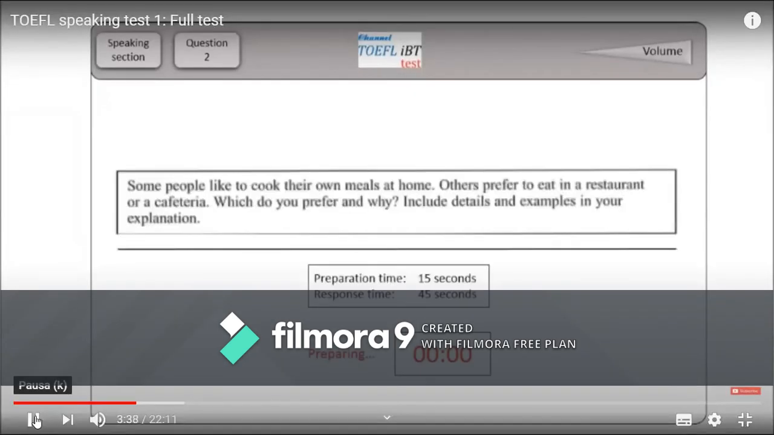Now, some people like to cook their own meals at home. Others prefer to eat in a restaurant or a cafeteria. Which do you prefer and why? Include details and examples in your explanation.